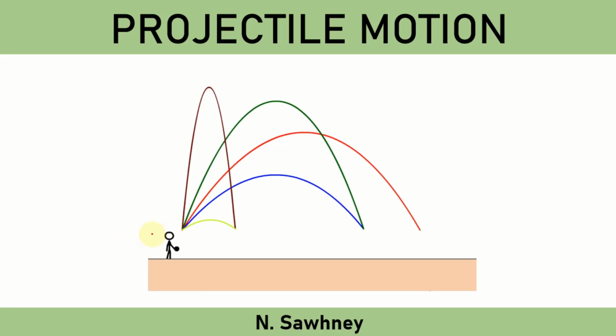As you can see here, there is a person throwing a ball. The path followed by the ball is called trajectory, and the ball here, which is the object, is called projectile, and its motion is termed as the projectile motion. There can be another example also, like a bullet fired from a gun. So let us start.